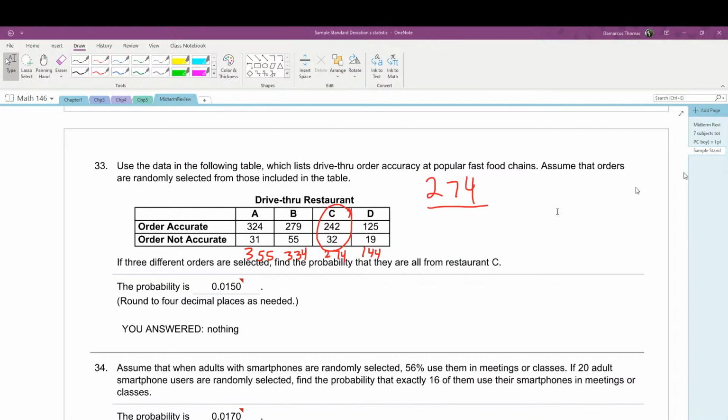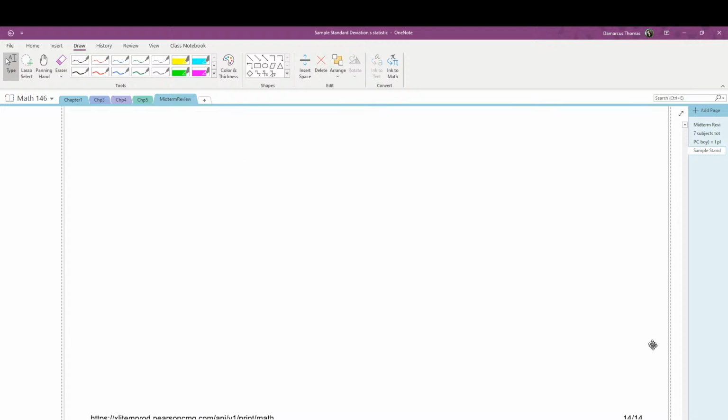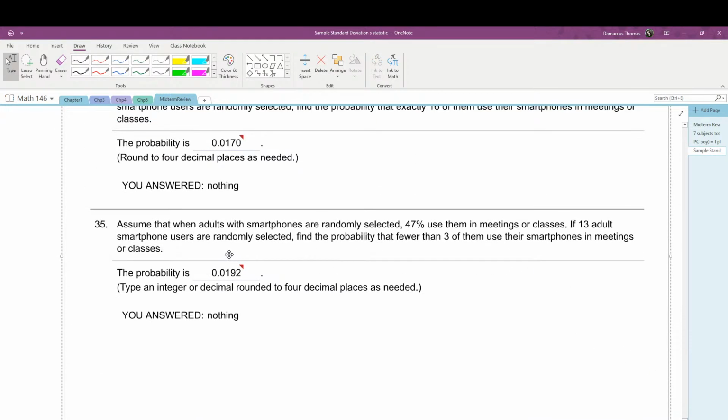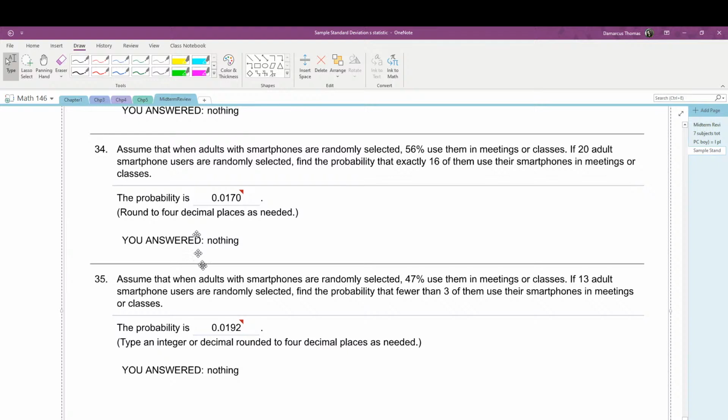All right. I like number 34. We're going to do number 34, and let's take a peek at what else is left. 34 and 35 are similar. They're the binomial probability distribution function. They're both binomial probability distributions.